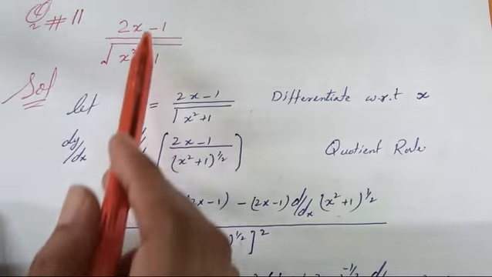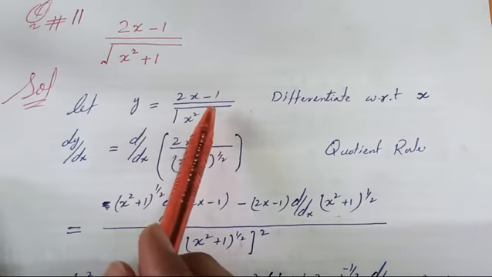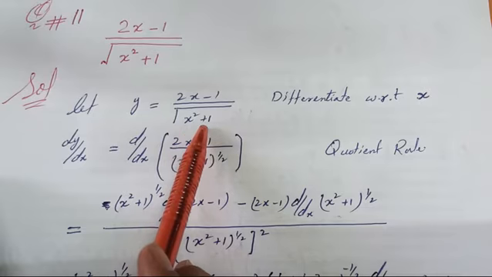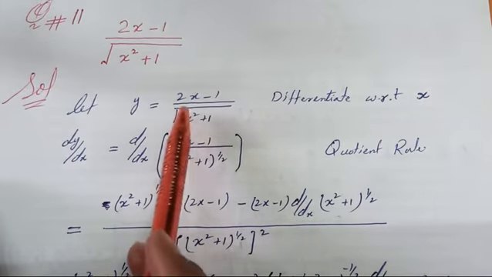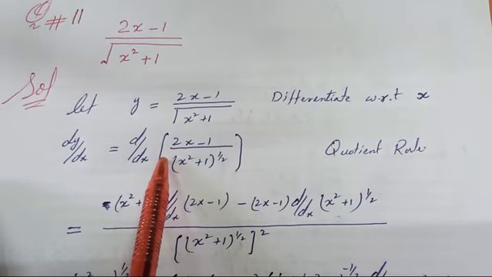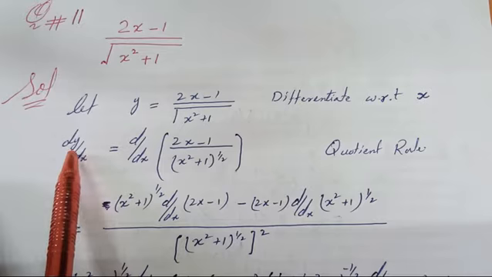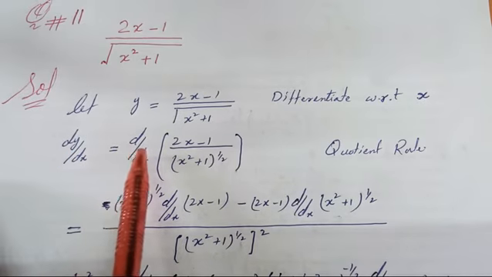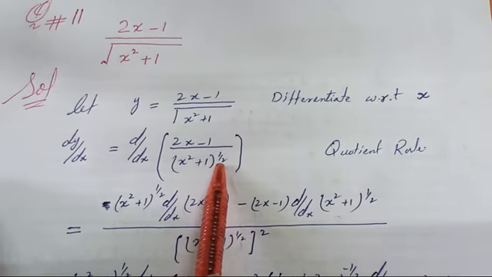First of all, put the given question equal to y. y is equal to 2x minus 1 over square root of x square plus 1. Differentiate with respect to x. It's clear from this statement that we will solve it first by the quotient rule. On the left hand side, apply the derivative dy over dx, and on the right hand side d over dx of the given question, 2x minus 1 over (x square plus 1) power 1 by 2. So now the quotient rule. What is the quotient rule?